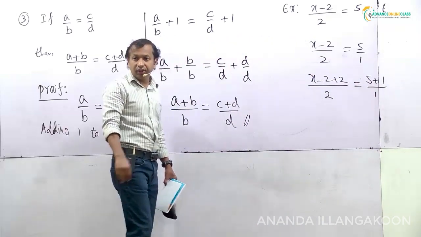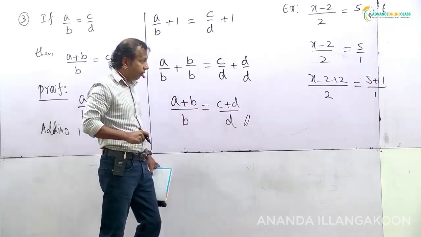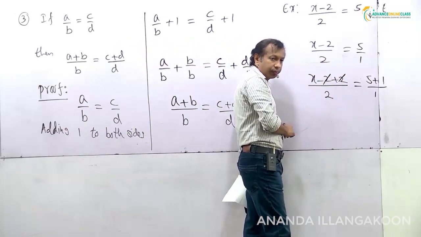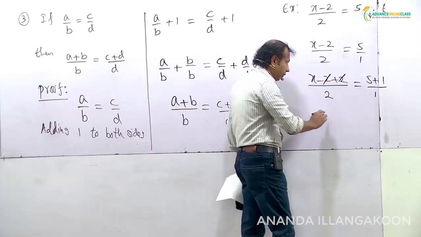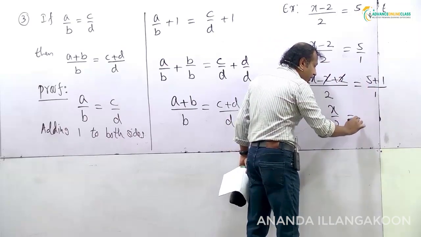This is what I did there. That is nothing but what? Applying this property. Then really what happens here? Minus 2 plus 2 you can cancel down. 0, no? Right. Then we have x over 2. What is 5 plus 1? It is 6.